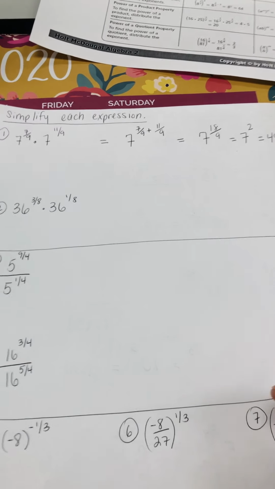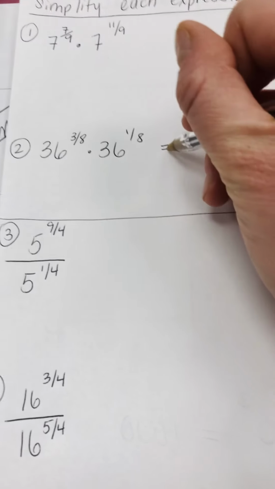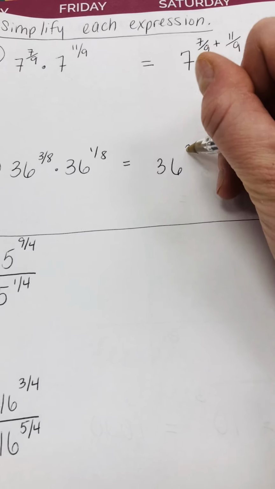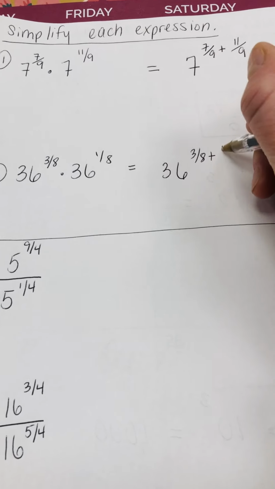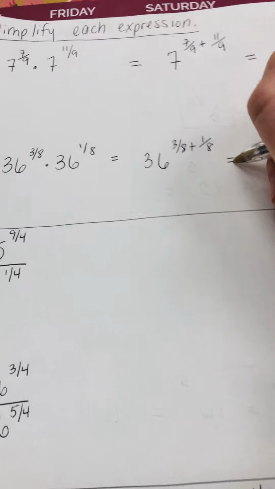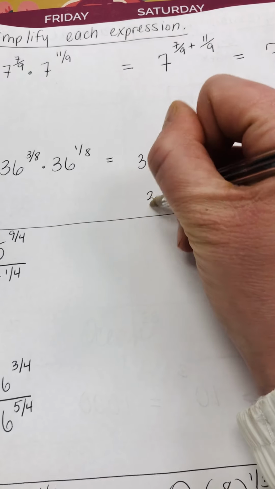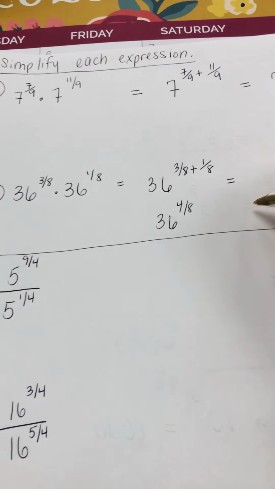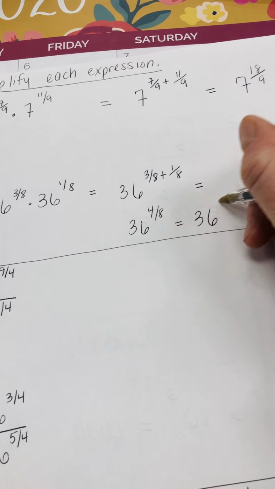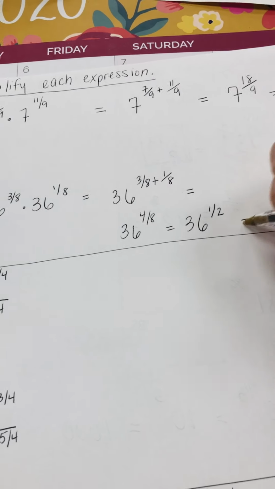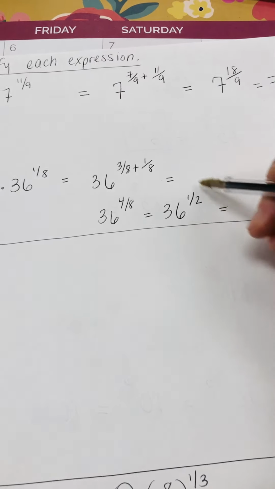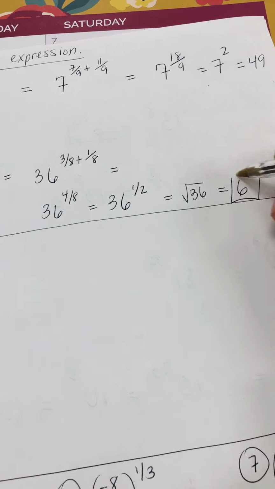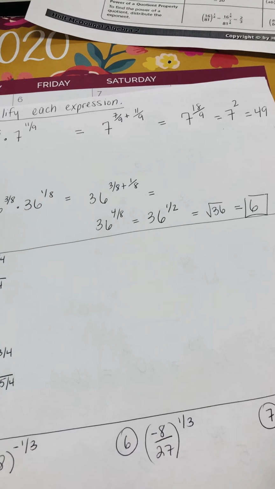All right, so here's another example. Again, I'm going to add my exponents. So that's 36 to the 3/8 plus 1/8, right? Maybe it's better if I write it underneath, so you can see better. 36 to the 4/8, which is 36 to the 1/2, right? And how can I evaluate this? Remember, 1/2 is the same as the square root of 36, which is 6, right?